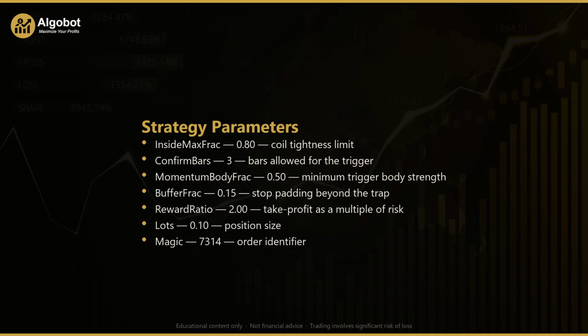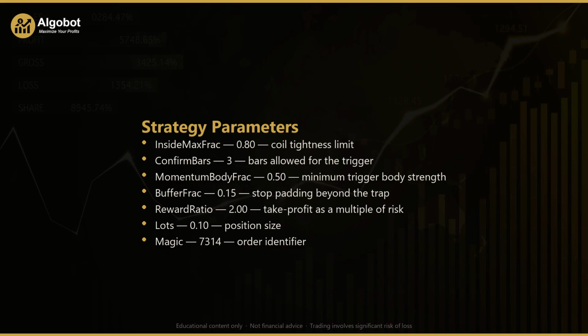MomentumBodyFrac defaults to 0.50. This is the quality gate on the trigger candle. Its body must fill at least half of its total range to count as conviction rather than a hesitant wick. Raising it filters for stronger reversals. Lowering it lets more triggers through.